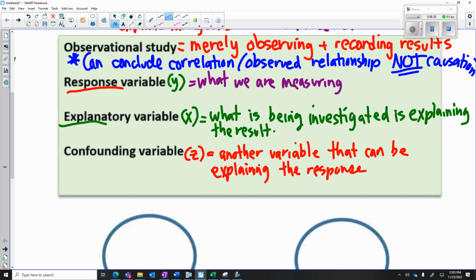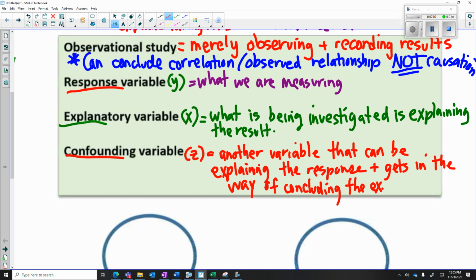Because it could also play a role, we're kind of confused by it. You see the word confounding kind of looks like confused. We're kind of confused about, is this variable causing the result or the other one? So we could say it gets in the way of concluding causation, that the X variable is causing the response.